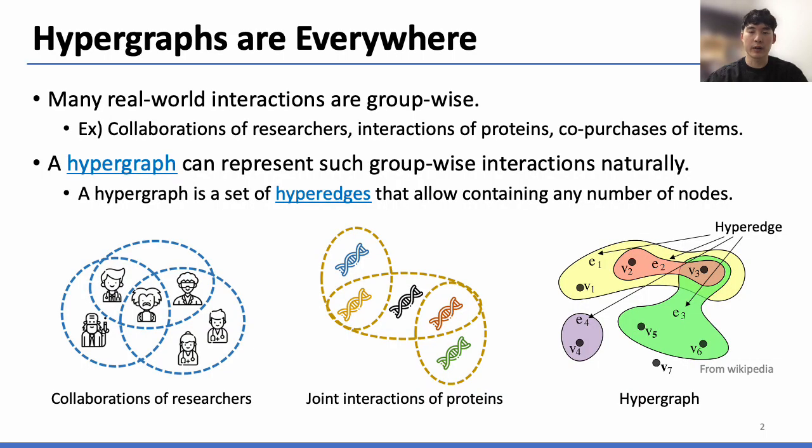Hypergraphs are everywhere. In the real world, many types of interactions are group-wise. Collaborations of researchers and joint interactions of proteins are examples of group-wise interactions. A hypergraph can represent such group-wise interactions naturally. A hypergraph is a set of hyperedges that allow containing any number of nodes.